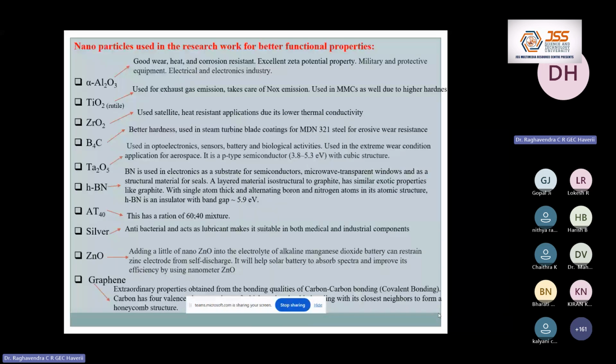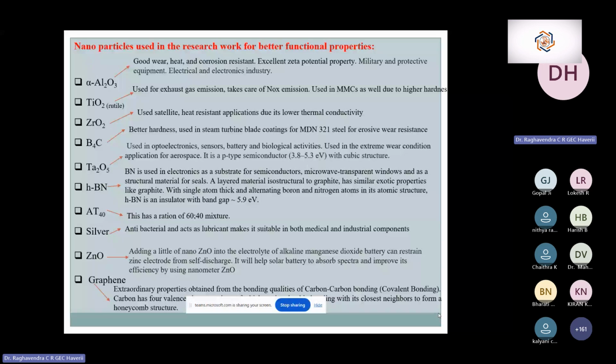For example, if you take nanoparticles used in research for the functional properties, in Al2O3 we get two phases of nanoparticles: one is alpha and the other is gamma. I just mentioned alpha, which we have extensively used for wear and corrosion resistance, and it is a heat barrier because of its lower thermal conductivity. It has excellent heat resistant properties also. And zirconium oxide, which is extensively used in satellites and heat resistant applications, has lower thermal conductivity and diffusivity properties better than any other nanoparticles.